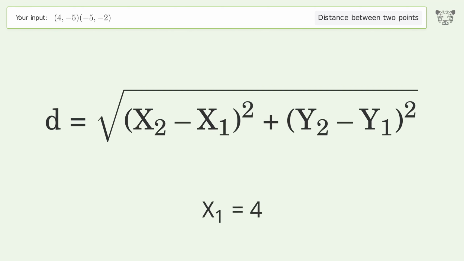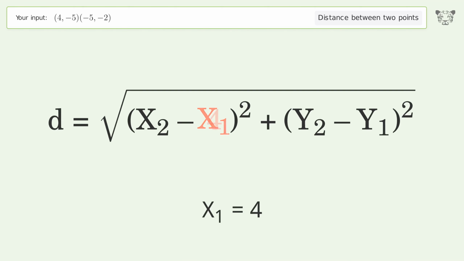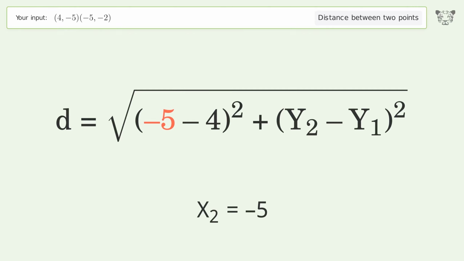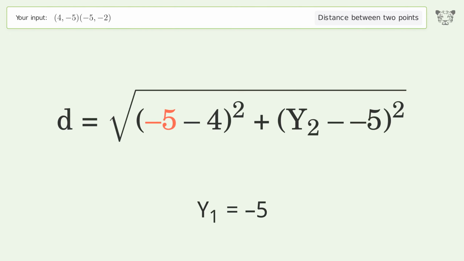x1 equals 4. x2 equals -5. y1 equals -5. y2 equals -2.